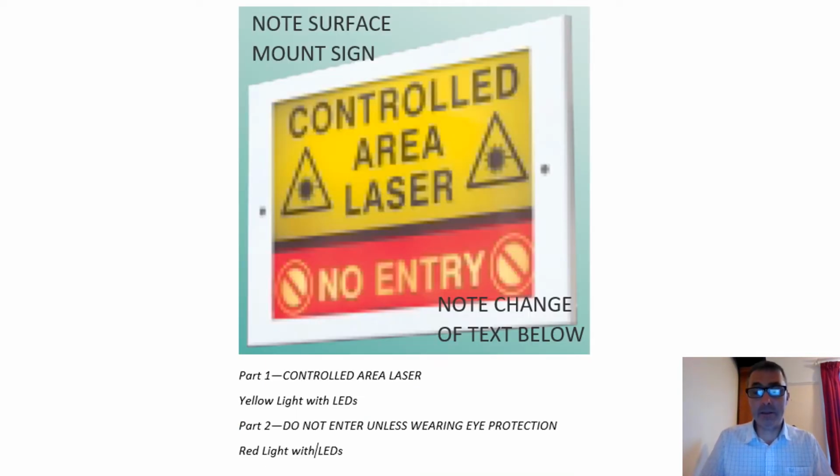Onto the warning lights. So that's a fairly standard warning light there. The yellow controlled area laser section should be illuminated at all times when the laser is powered up, so it won't necessarily be firing, but there will be power to the laser. That tells us it's prepared to use, and therefore the area is a controlled area.